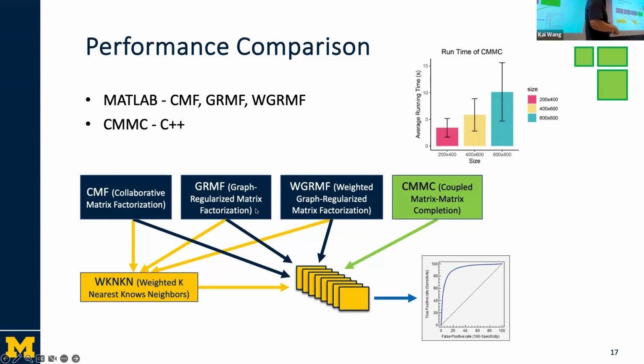And to compare those three methods, in the CMF paper they also mention a pre-processing algorithm called WKNKN. This method can improve the performance of those three methods a little bit. So we compared our method with these three methods, with and without WKNKN, so it's kind of like comparing 6 different methods. We defined some true positive and true negative interactions from the data set, and then we calculate the AUC to compare the performance.